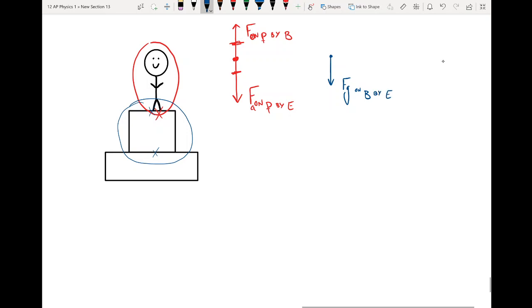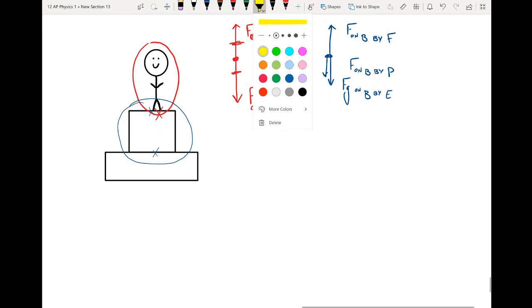So that's nice. And then I'm going to look at this and say, well, I know the person is stomping on the box, so they're forcing it downwards. They're not lifting it up. So I also have a downwards force, a force on the box by the person. Then if I look at it, the floor is supporting everything. So I can say I have this upwards force on the box by the floor.